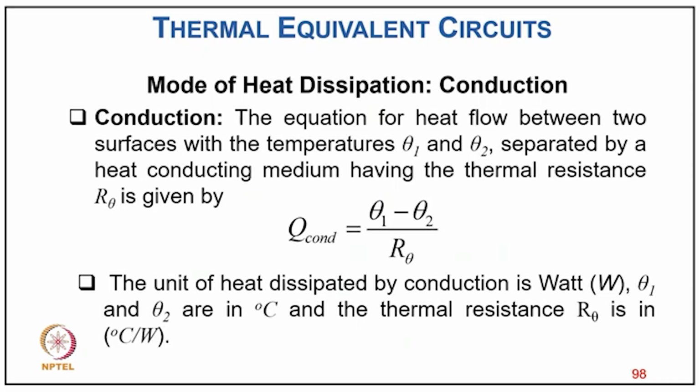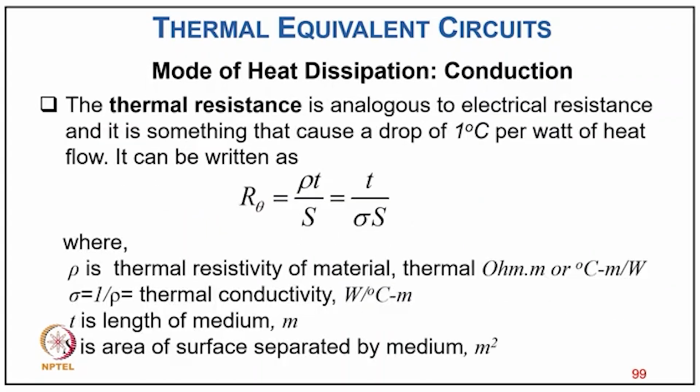Coming to the modes of dissipation, first is conduction. The equation for heat flow between two surfaces with temperatures theta 1 and theta 2, separated by a heat conduction medium having a thermal resistance R theta, is Q conduction equals theta 1 minus theta 2 divided by R theta. The unit of heat dissipated by conduction is watt, theta 1 and theta 2 are in degree Celsius, and the thermal resistance R theta is in degree Celsius per watt.